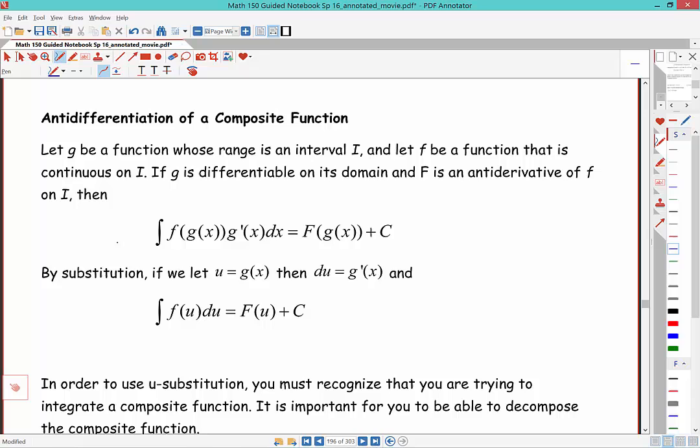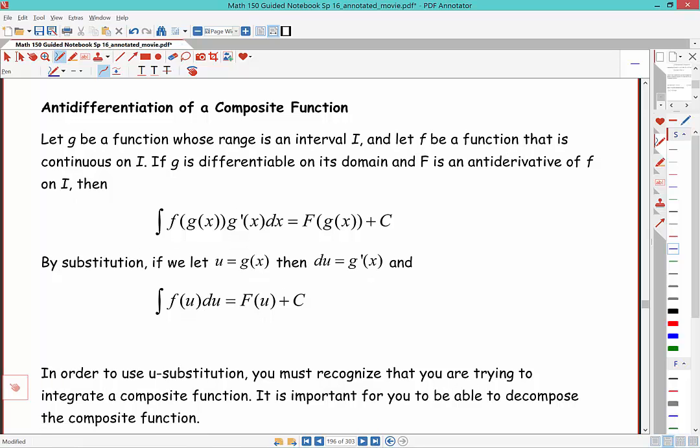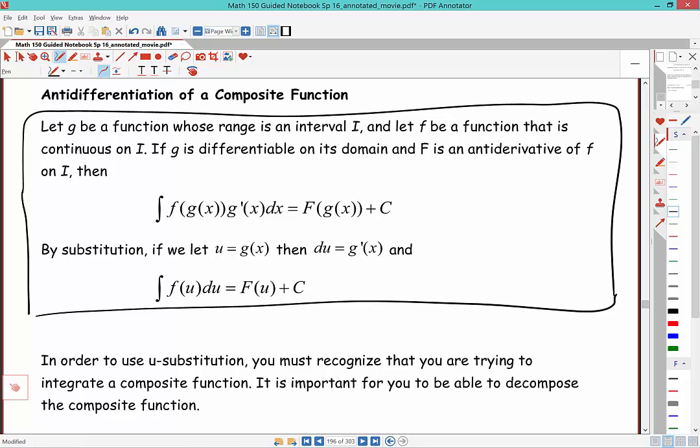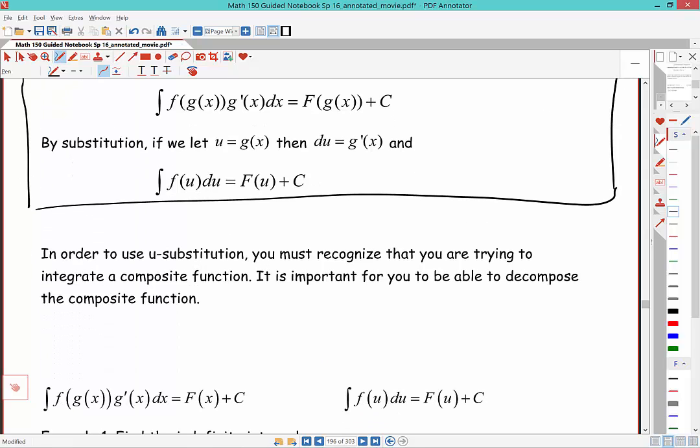Okay, so antidifferentiation of a composite function. So here is the whole plan, okay? And again, I apologize. I don't know why my boxes went away, but they did. So here's a big, super important thing. Basically, the first one is when a person would use pattern recognition. The second one is change of variables. Here, change of variables is usually just called u substitution.